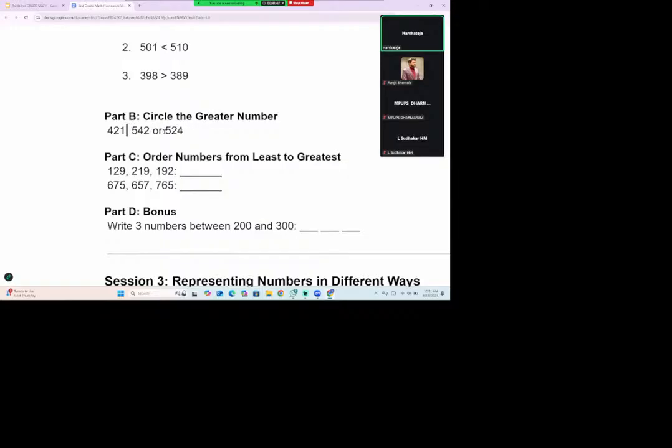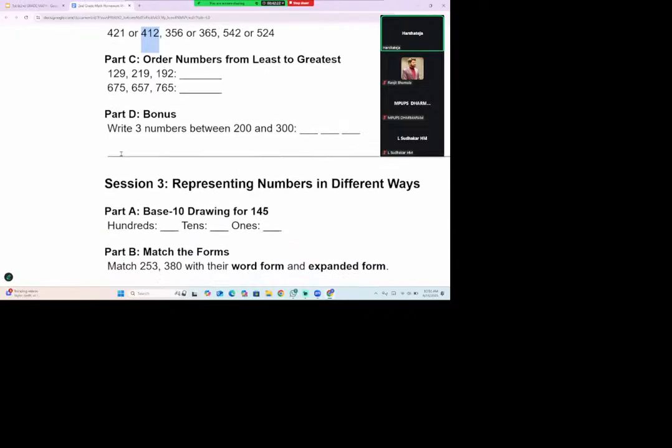And now let's do it this way. 542 and 524. If we look at the hundreds place, there's a 5 in both of them. Then if we look at the tens place, there's a 4 and there's a 2. 4 is greater than 2, so therefore the teeth go towards here. So the biggest number would be 542. Okay.